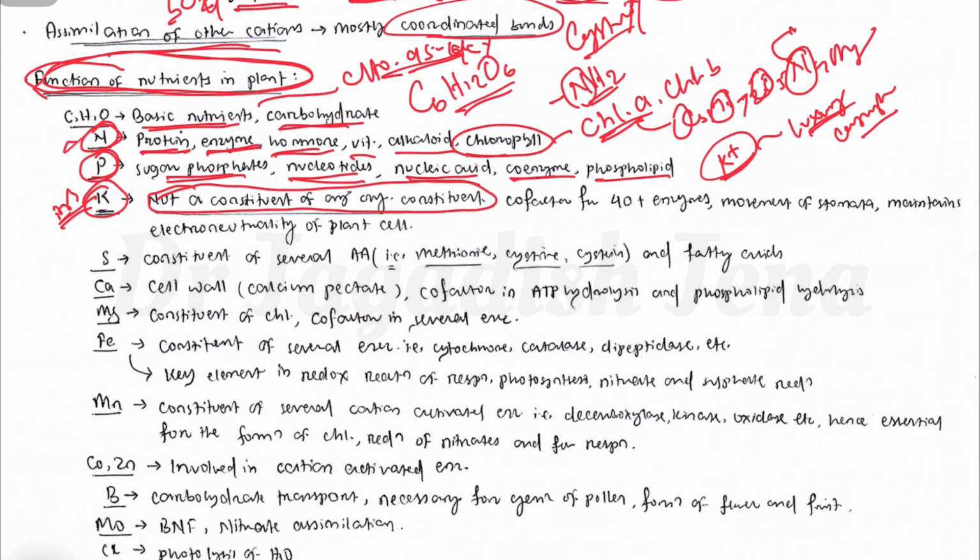Now it is a cofactor for 40 plus enzymes, and it regulates movement of stomata and maintains electroneutrality of the plant cell. As it is present in ionic form, it regulates electroneutrality in the plant cell.